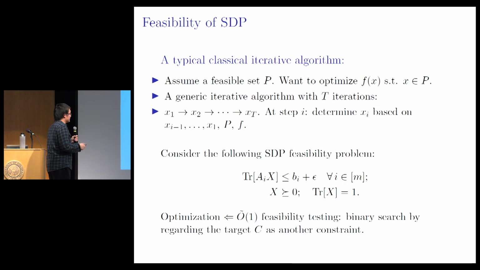Why can we solve the optimization problem by solving the feasibility problem? This is because we can make a reduction using only, roughly up to polylogarithmic factors, a constant number of queries to the feasibility testing problem. We can apply a binary search on the target matrix C, because we can regard the matrix C as another matrix constraint, and basically we can just apply a binary search on the b_i's. So throughout my talk, I'm just going to discuss the feasibility testing problem, since this kind of reduction is always available for the optimization side.